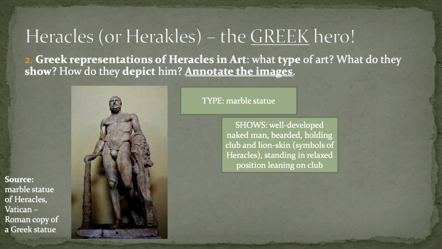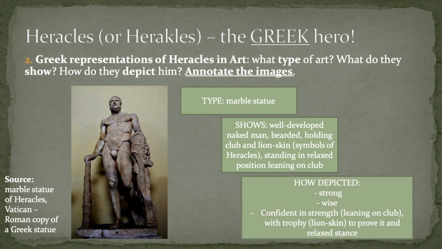So what does that do in order to depict him in a certain way? Well, first of all, he's a well-developed naked man. He's strong. We can clearly see those muscles from here. He is bearded, and that tends to mean he's older and thus probably wiser. He is clearly confident in his strength. The way he leans on his club reminds us that he is basically using his brute strength as his main set of forces. And he's also got his trophy, the lion's skin, which proves his strength. And his relaxed stance shows that he is confident in himself and his abilities.